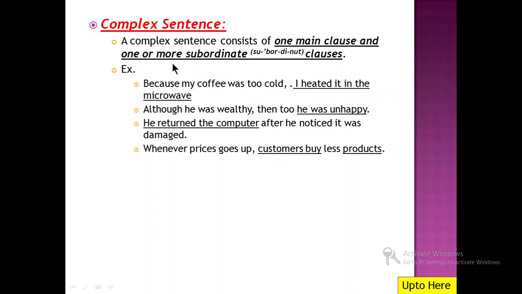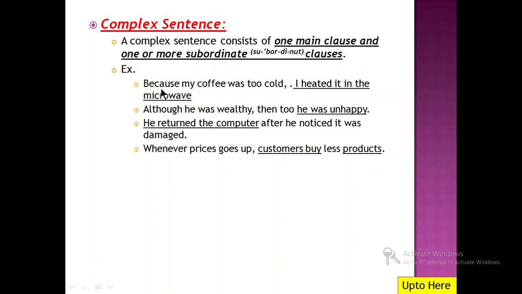ओके, कॉम्प्लेक्स सेंटेंस, जैसा कि मैंने बोला था, a complex sentence is all about consisting one main clause and one or more subordinate clause. एक सहायक क्लॉज और एक मेन क्लॉज. Main clause means because of that subordinate clause came into the picture. Because of the main clause, subordinate clause came into the picture. Main clause की वजह से subordinate clause picture में आया. It is a complex sentence.